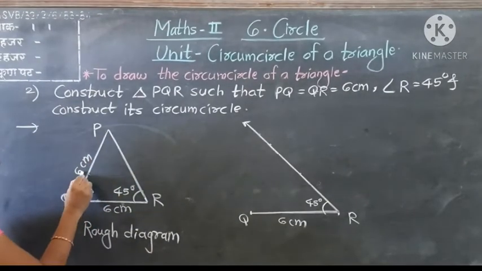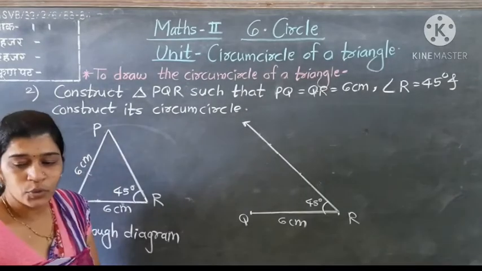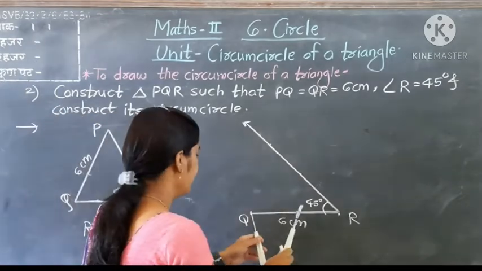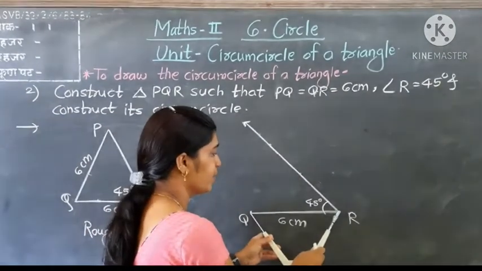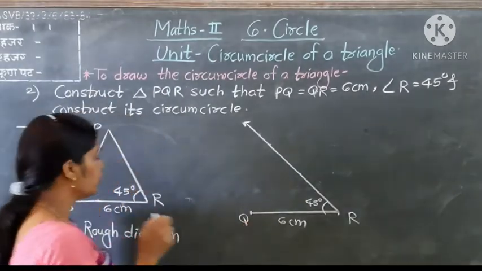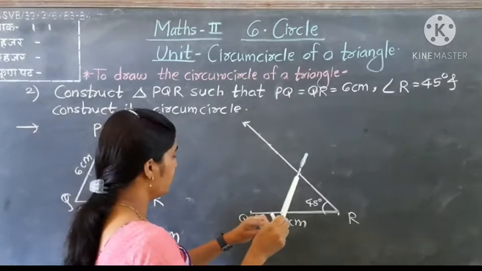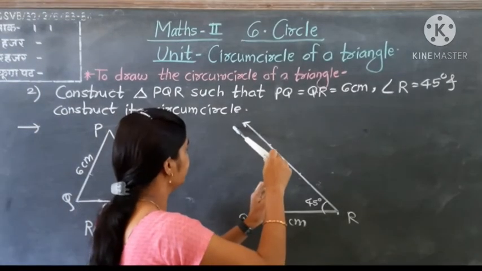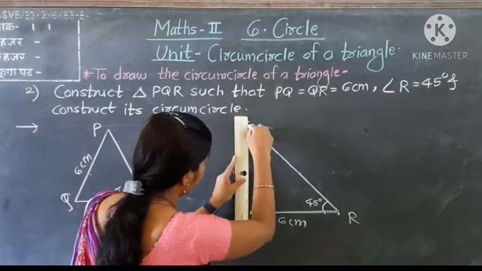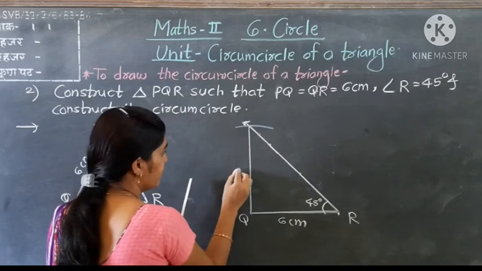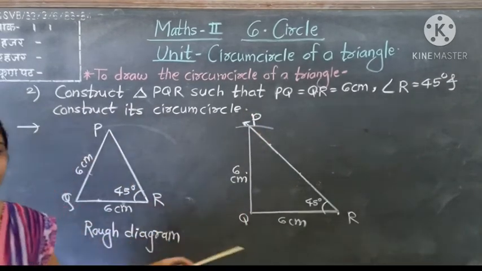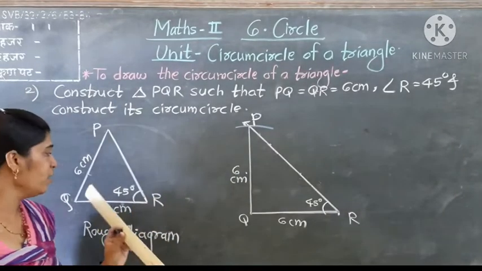Point P is at a distance of 6 cm from point Q. So we take measure of 6 cm at compass. Take measure of 6 cm in compass and draw arc from point Q. Draw arc of 6 centimeter. This is point P. So here draw triangle PQR first.